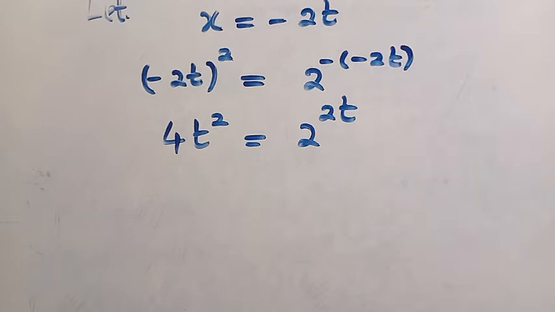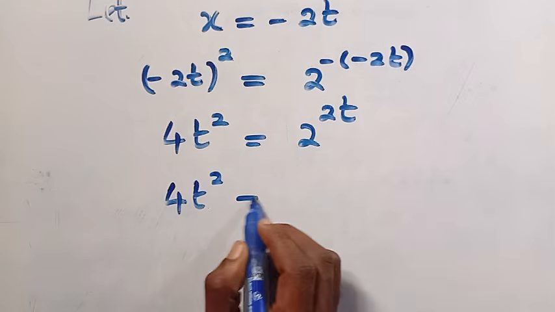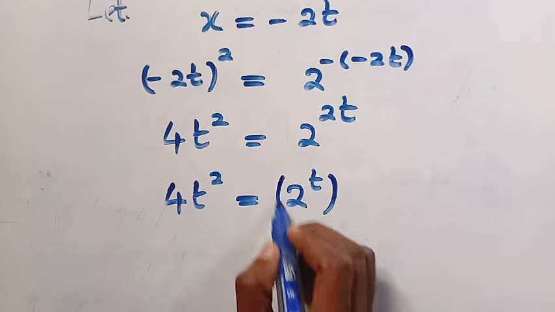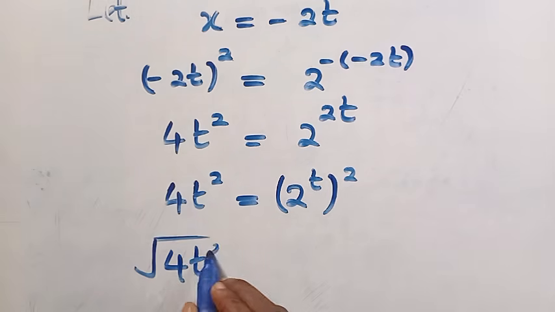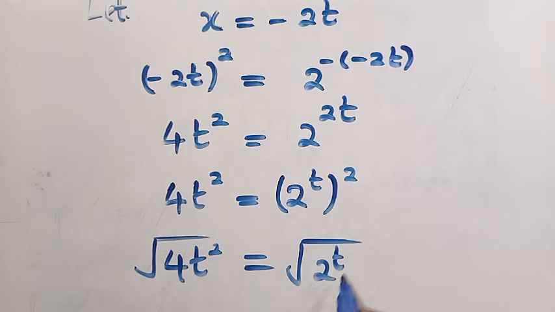Then, this is what we have. Let's write this. If I have 4t squared equals, I can call this one 2 raised to power t, then all raised to power of 2. This is still the same. By taking the square root of both sides, we have the square root of 4t squared equals the square root of 2 raised to power t, then all raised to power of 2.